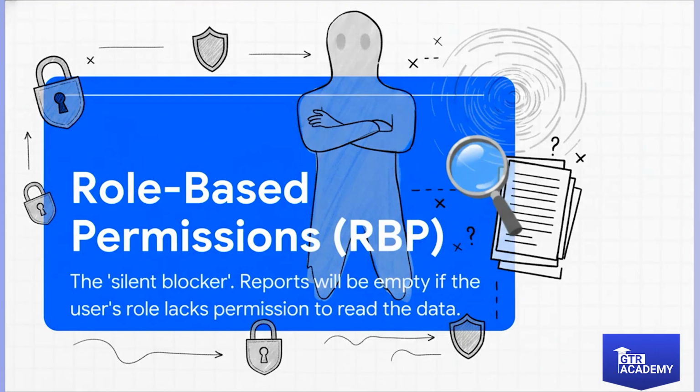And this is all about role-based permissions, or RBP. The source material calls it the silent blocker, which is the perfect name for it. It won't give you a big, flashy error message. It won't tell you what's wrong.